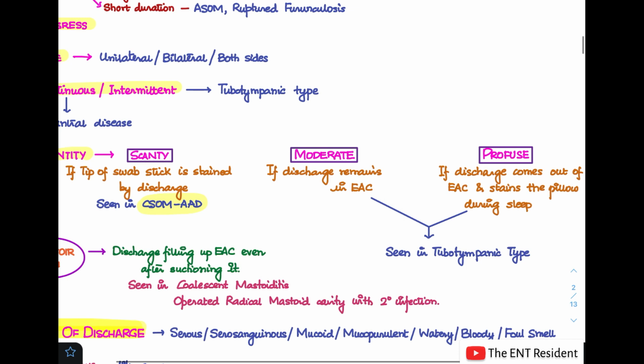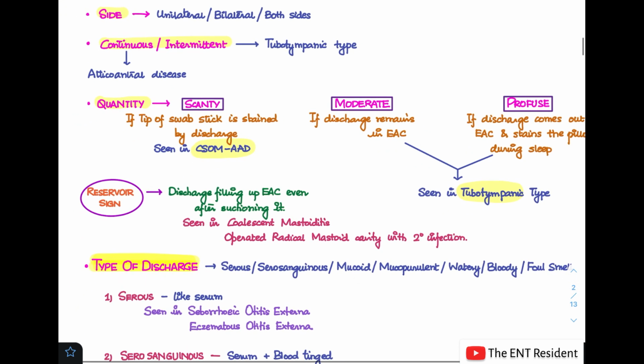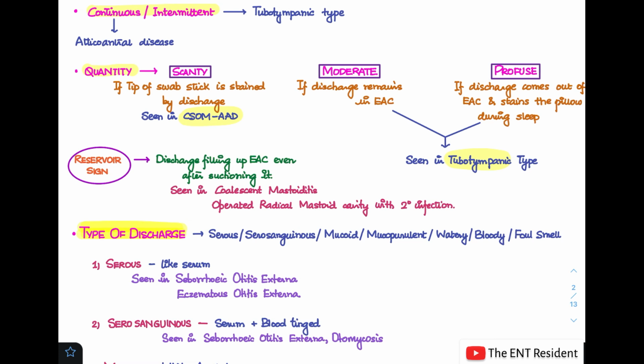This will be seen in CSOM of the atticoantral type. Whereas moderate discharge will be when the discharge remains in the ESC, and profuse discharge is when the discharge comes out of the ESC and stains the pillow during sleep. So both moderate and profuse are seen more commonly in the tubotympanic type of CSOM. Now there is something called a reservoir sign. What is reservoir sign? It is when discharge is filling up the ESC even after you suction it. This reservoir sign is seen in coalescent mastoiditis and operated radical mastoid cavity with secondary infection.